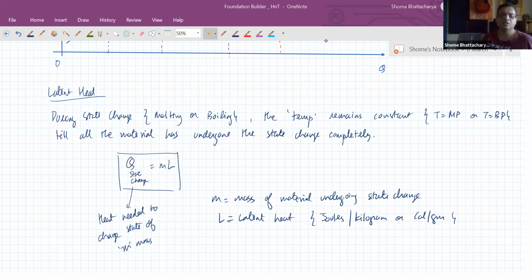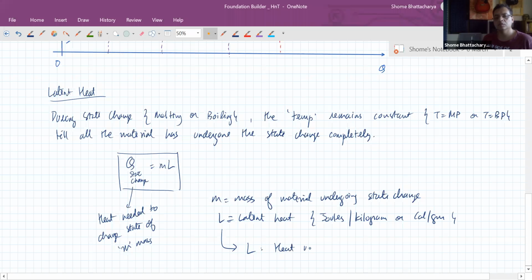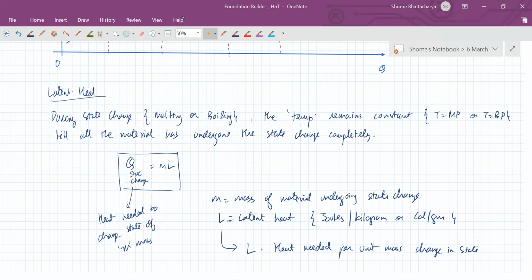Because the temperature remains constant, there is no relationship between Q and temperature during the state change. The relationship is the mass of the material times the amount of heat required per unit mass for state change. So latent heat is the heat needed per unit mass to change state. Okay. That's another way to understand the definition of latent heat.